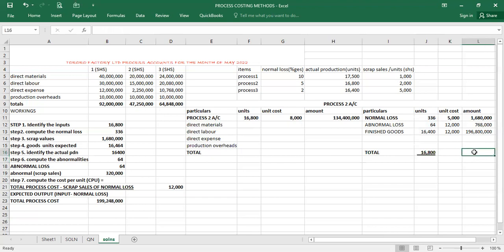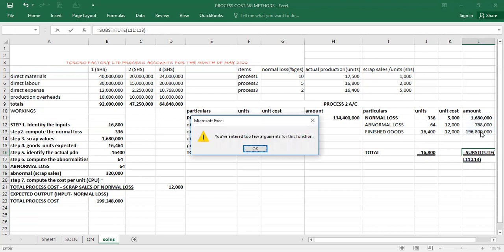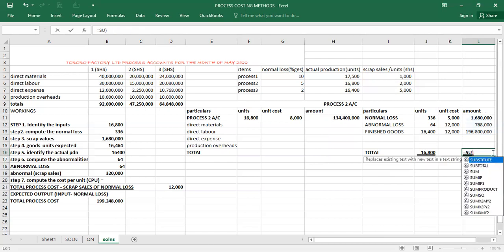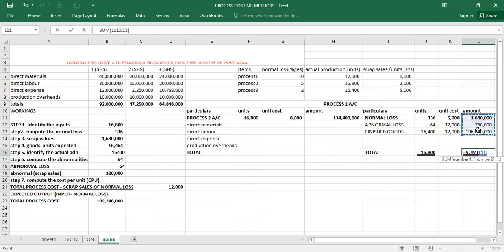Then we get this also. It will be sum. We are summing these, the whole of those ones, close that, and sorry, it means I put in many figures. Yeah, there are many figures. I selected a different one, it's supposed to be sum, and we are summing this. Let's enter. It is giving us that.